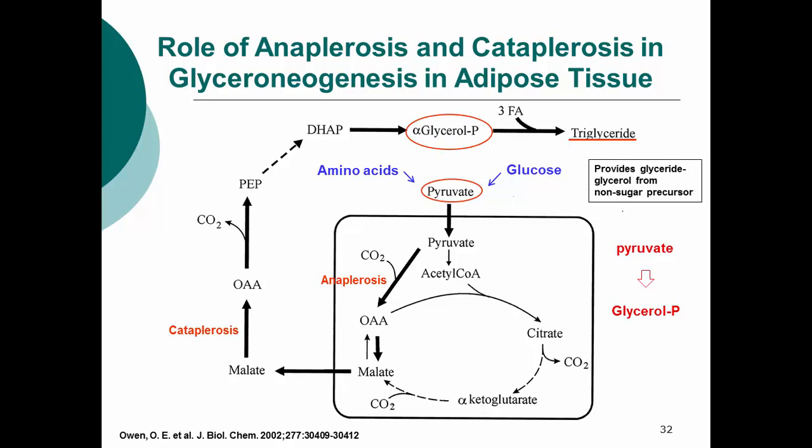So again, the glyceroneogenesis pathway involves cataplerosis and anaplerosis and the TCA cycle. The main purpose of glyceroneogenesis is to convert glucose or amino acids to the glycerol backbone, glycerol 3-phosphate, for triglyceride synthesis, right? That makes sense? Okay.